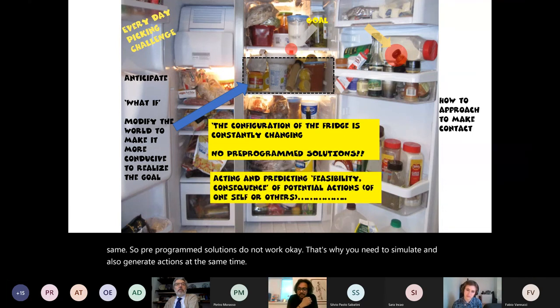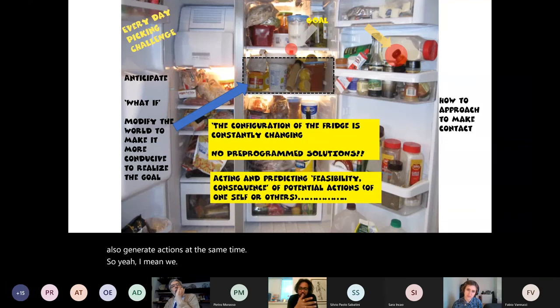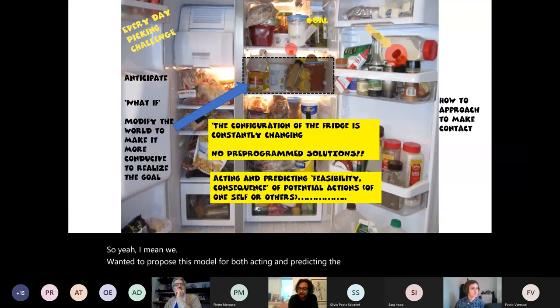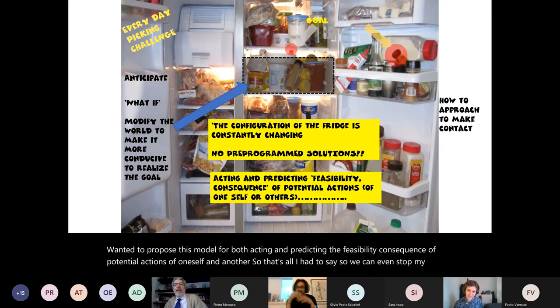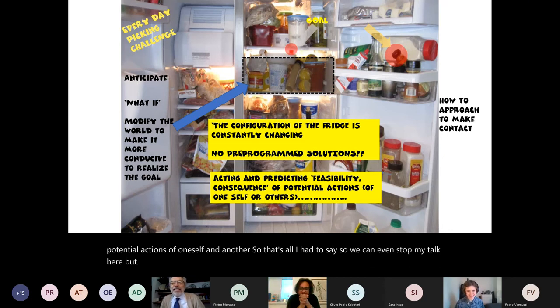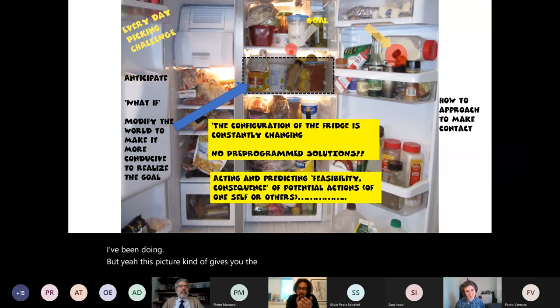So we wanted to propose this model for both acting and predicting the feasibility and consequences of potential actions of oneself and another. So that's all I had to say. We can even stop my talk here. But since we have to kill 20 minutes, I'll just speak a little bit more on the more recent work I've been doing. But this picture gives you a summary of what we want to do.